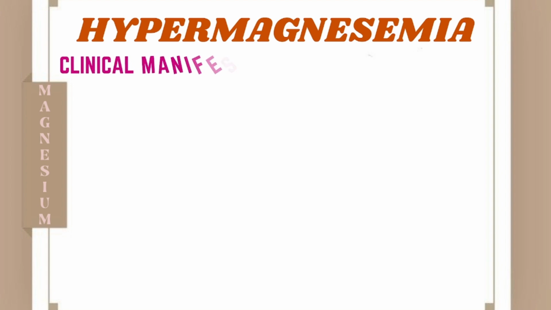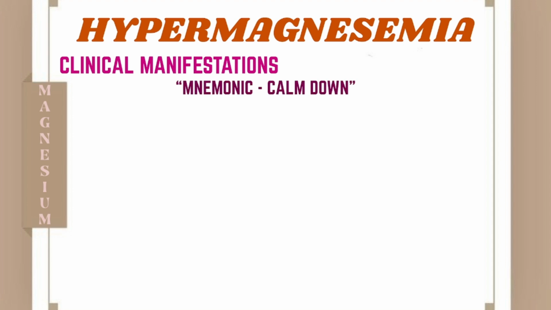Let's discuss the clinical manifestations. We know that magnesium acts as a sedative in the human body, and if there is a condition of hypermagnesemia, means more magnesium, every function of the body is low and slow, means the activity of every function of the body slows down. So to remember the clinical manifestations, we have the mnemonic calm down, means everything calms in the body because magnesium acts as a sedation.